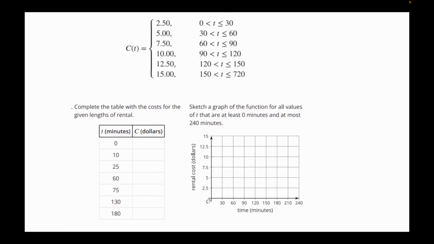So my price chart is at the top. So 0 minutes. We can't actually rent a bike for 0 minutes because it's not allowed to be equal to 0. It is just greater than. So this is undefined.